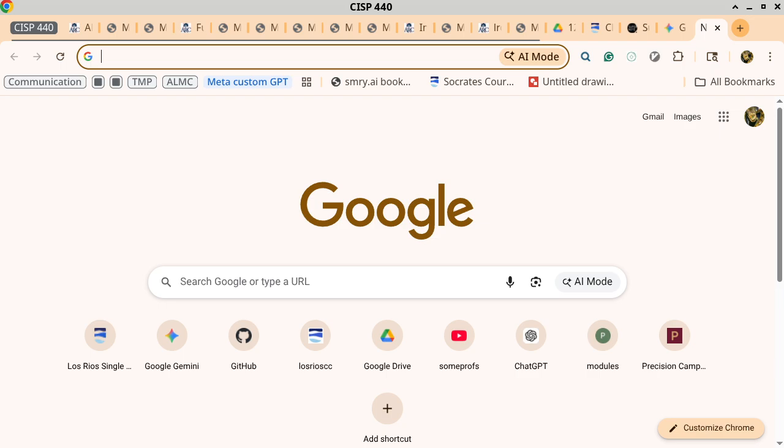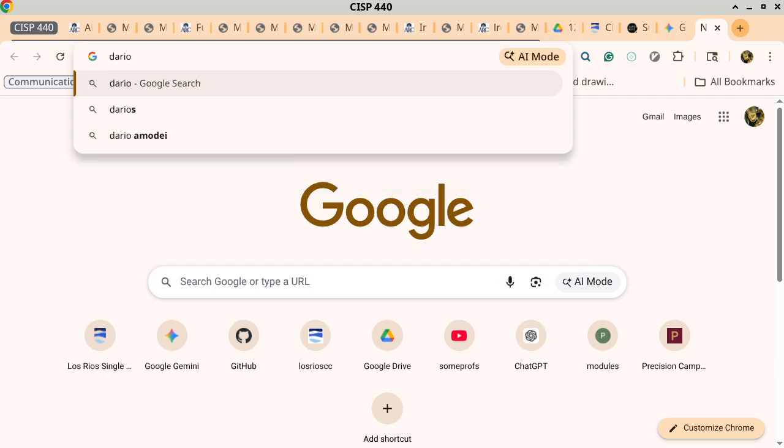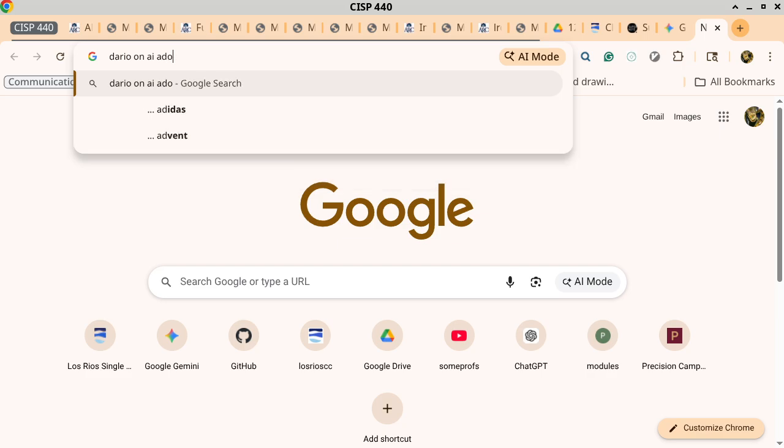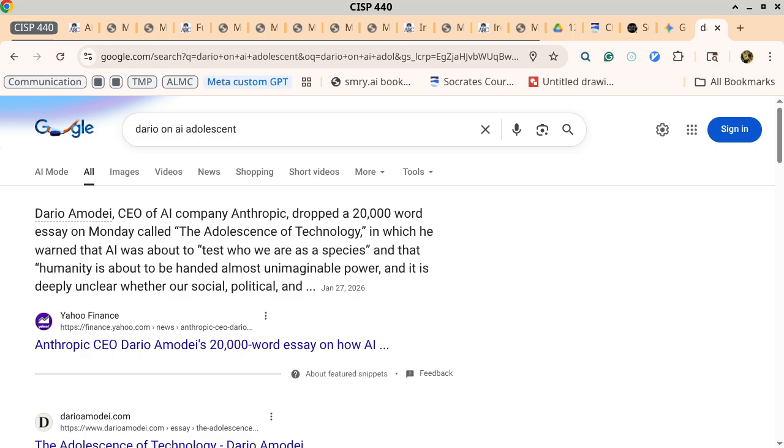And that's something that the CEO of Anthropic had recently talked about. I think his name is Dario, okay? Dario on AI, and he wrote a paper that's kind of long about the stage of the technology. I think he used "adolescent" for that term. So let's go ahead and just look for these words.